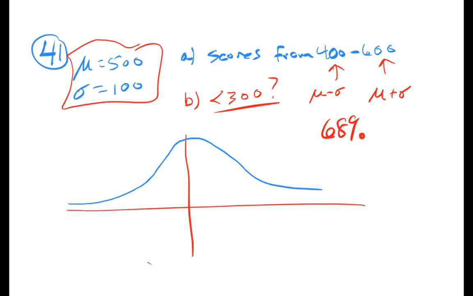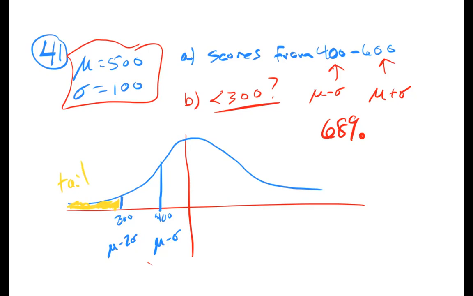So we know 400 is, what is that going to be? Mu minus a standard deviation. So what does that mean about 300? What's that going to be? Mu minus 2 standard deviations. So realistically, we're trying to find out the percentage of scores that should be in this piece right here, which is sometimes referred to as a tail. What percentage of the data values should be in this tail right here?